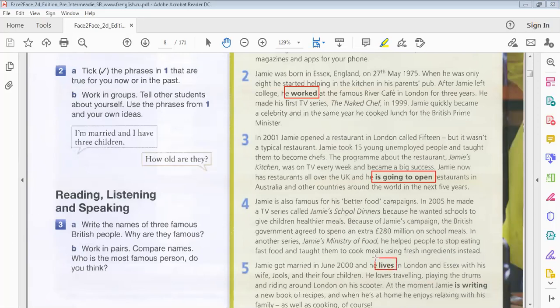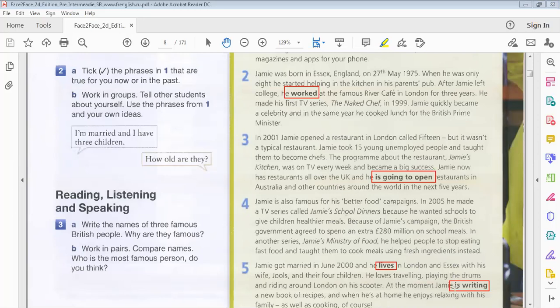Worked. Past simple. Worked is past simple, correct? Worked, yeah. What about the next one? Is going to, and he's going to open. Simple future. Yeah, this one is be going to. Verb to be going to, for the future. Lives, I think it's already answered. Present simple. Lives, present simple.